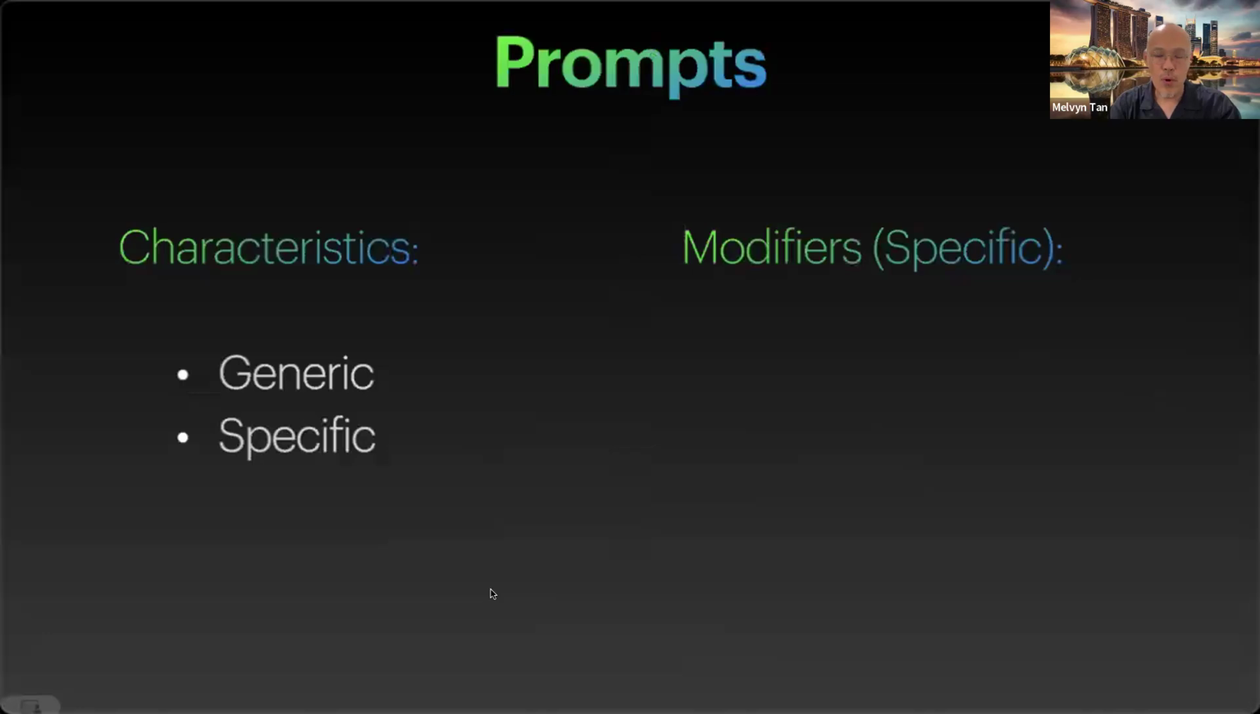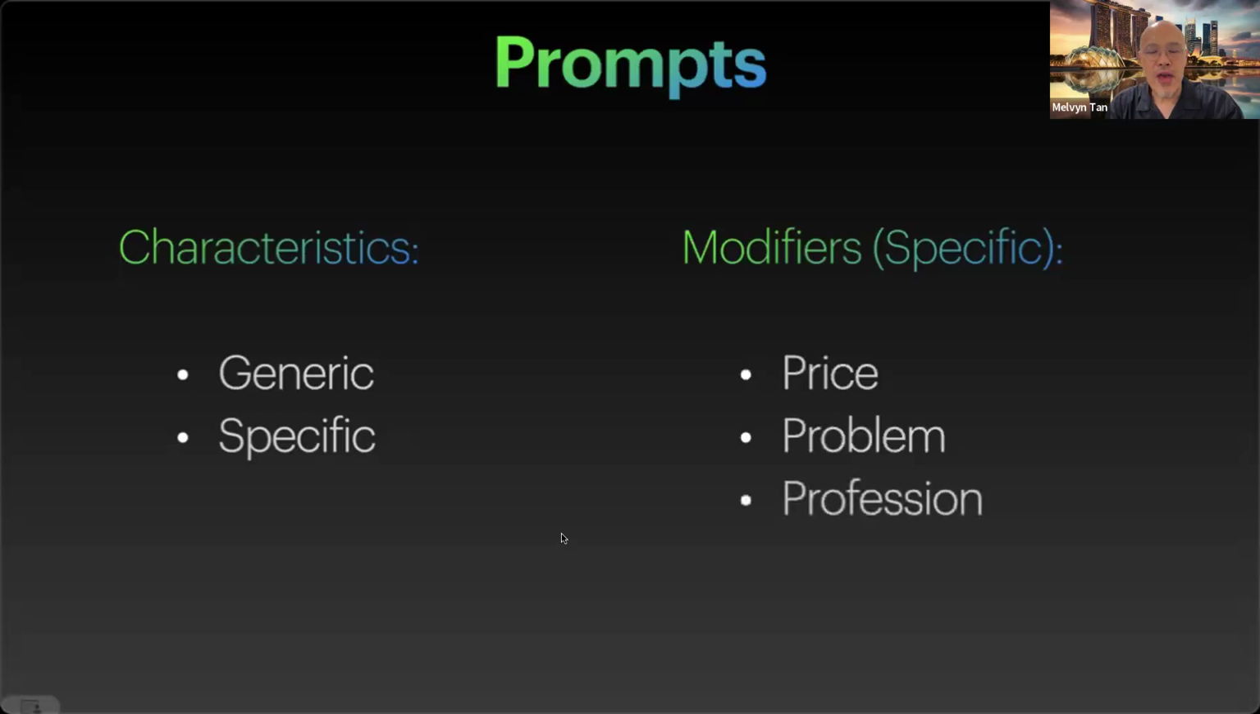And how do you do that? Well, there are altogether 7 modifiers, but for this webinar I'm going to share with you 3, due to the lack of time. I'd like you to try it out yourself as well. So there are 3 modifiers that you can use, and I call them the 3 Ps. The first modifier is price.